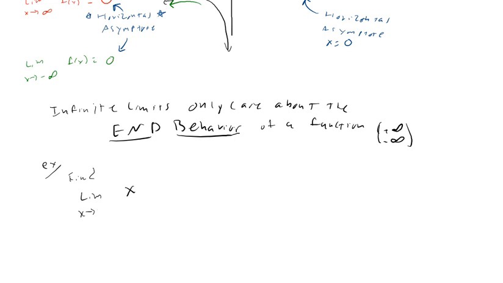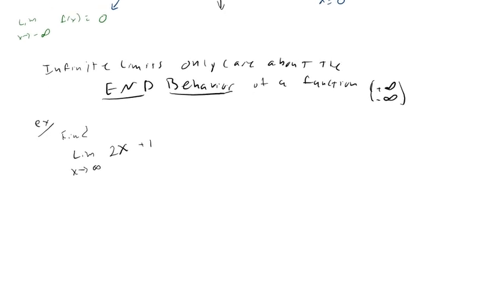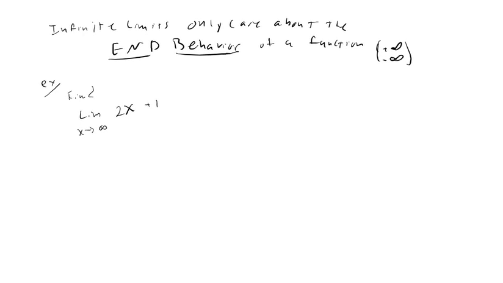Now, let's make it a little bit more complicated. 2x plus 1. Find the limit as x approaches infinity of 2x plus 1. What is this function? What is 2x plus 1, the graph of 2x plus 1, right? We need to be able to understand these equations, what they look like, what kind of equations they are. We need to know what this equation looks like on its end behavior. We care about the end behavior of this graph.